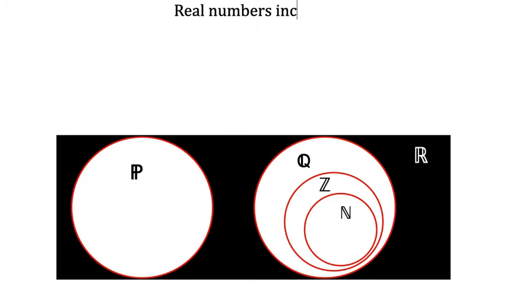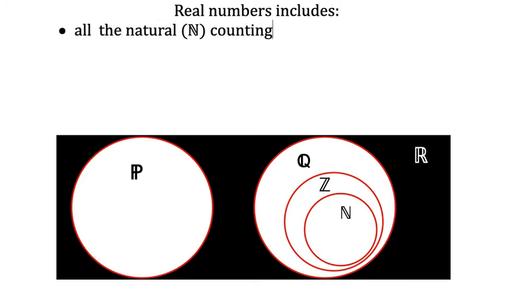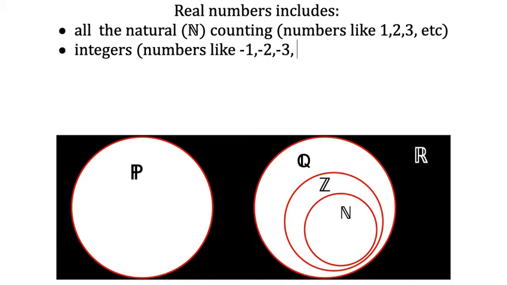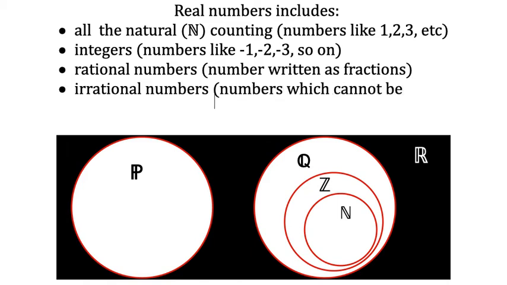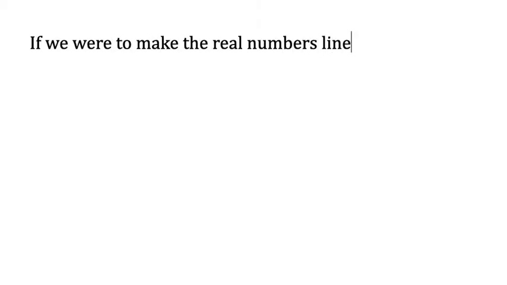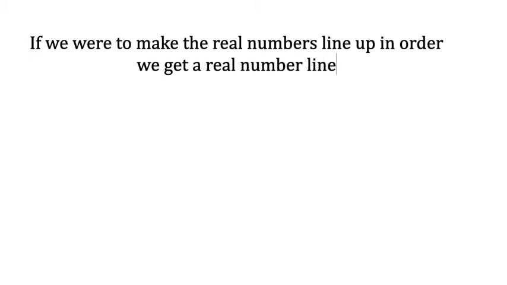Real numbers include all the natural counting numbers like 1, 2, 3, 4, etc. Integers, numbers like -1, -2, -3, and so on. Rational numbers, numbers written as fractions. Irrational numbers, numbers which cannot be written as fractions, like e or pi. If we were to make the real numbers line up in order, we could get a real number line.